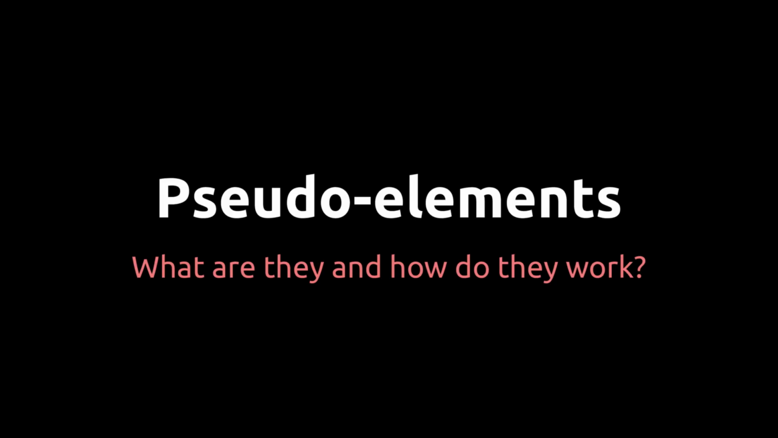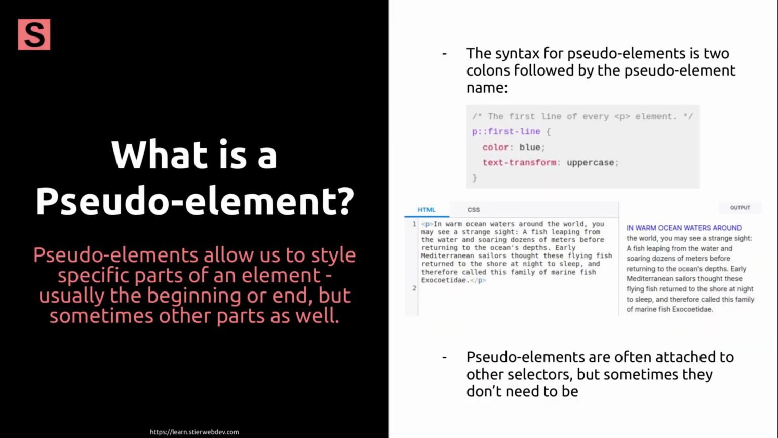In the previous lesson, we learned about pseudo-classes. Now we need to cover pseudo-elements. So what are pseudo-elements and how do they differ from pseudo-classes? Pseudo-elements allow us to style specific parts of a selected element, usually the beginning or end of the element, but sometimes other parts as well.